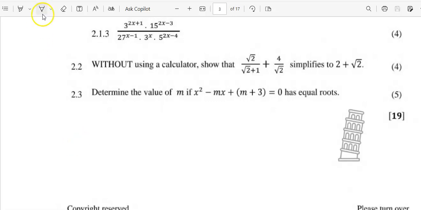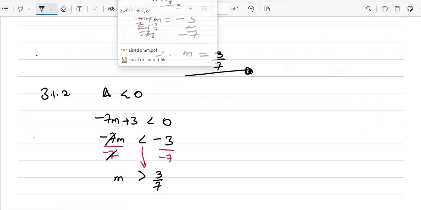On 2.3, they say, determine the values of m if x squared minus mx plus (m plus 3) is equal to 0 has equal roots. So to solve this one, the first thing is that this equation is already in standard form. Let's rewrite our given equation.